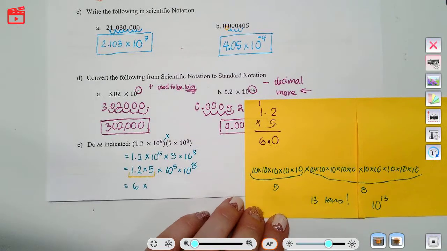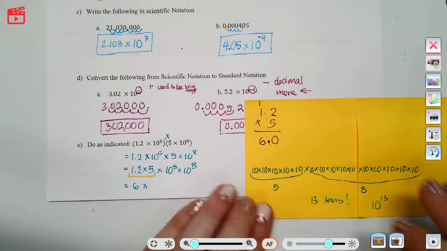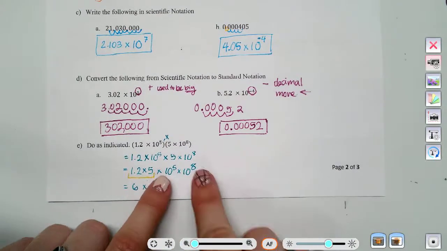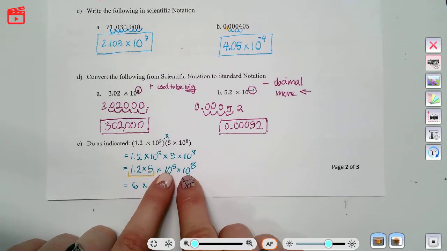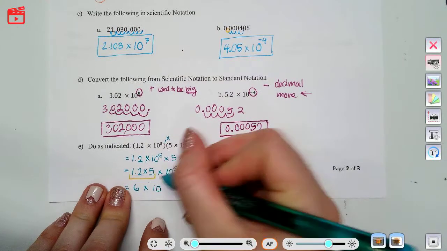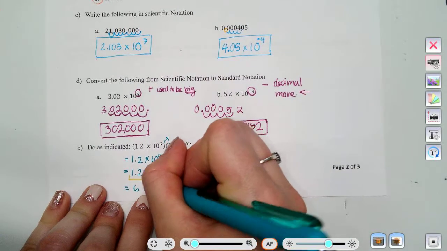All right, please be clear here. You do not need to write all these tens out. This is just showing you the rule I'm going to tell you now. If you see two items being multiplied together, they're the same base, so a 10 and a 10, what we'll just do is keep the base and add their exponents. So that's 5 plus 8 would be 13.